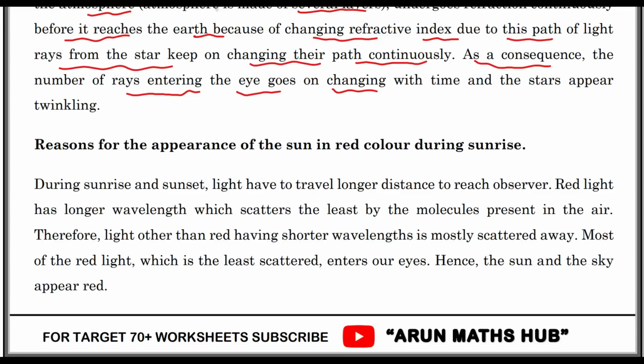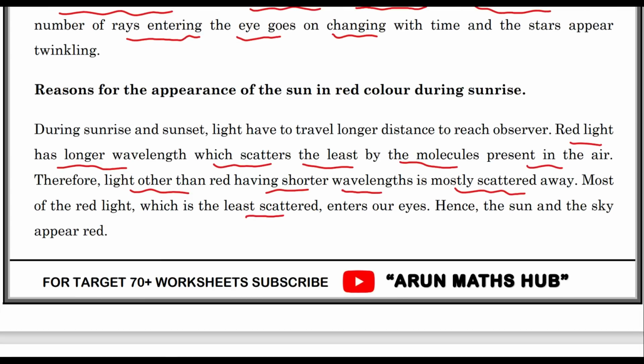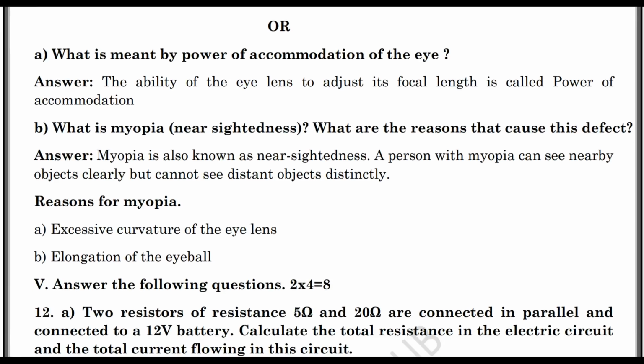Reasons for appearance of the sun in red color during sunrise. Dear students, during sunrise and sunset, light has to travel a longer distance to reach the observer. Red light has a longer wavelength when compared to other light, so it is scattered the least by the molecules present in the air. Therefore, the light other than red, which is of shorter wavelength, is mostly scattered away, but most of the red light, which is least scattered, enters our eyes. Hence, the sun and the sky appear red during what? Sunrise and sunset.